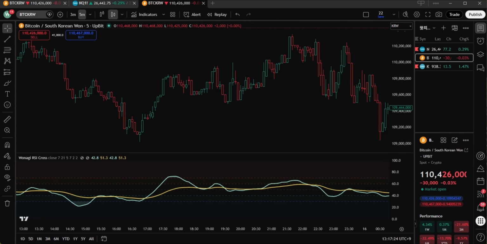This indicator includes a feature that fills the space between the two lines. It uses color to show the gap between the RSI 7 and RSI 21. It consistently indicates that when the fast line is positioned above, buying pressure is strong, and conversely, when the slow line is above, selling pressure predominates.